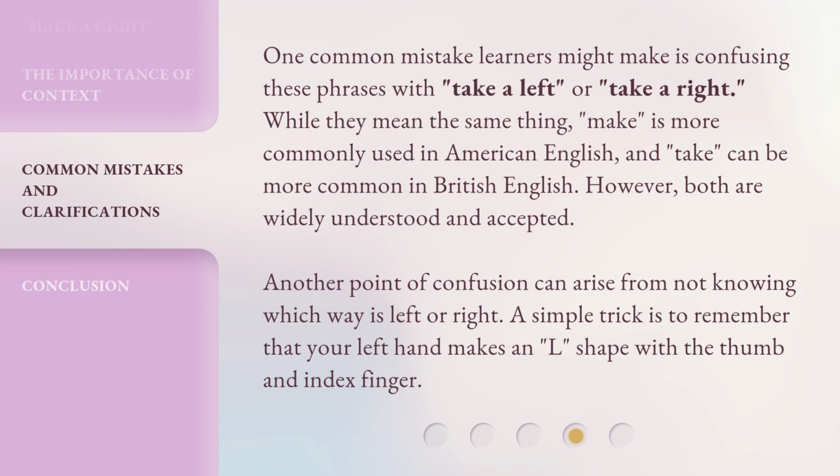One common mistake learners might make is confusing these phrases with "take a left" or "take a right." While they mean the same thing, "make" is more commonly used in American English, and "take" can be more common in British English. However, both are widely understood and accepted. Another point of confusion can arise from not knowing which way is left or right. A simple trick is to remember that your left hand makes an L shape with the thumb and index finger.